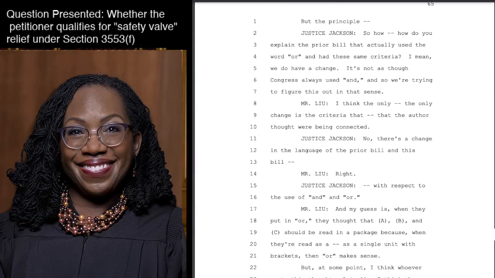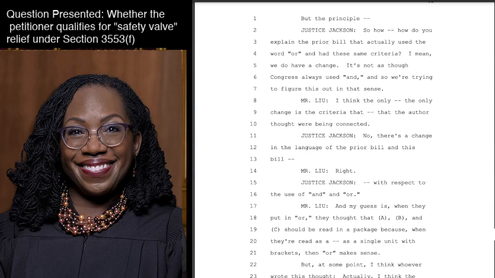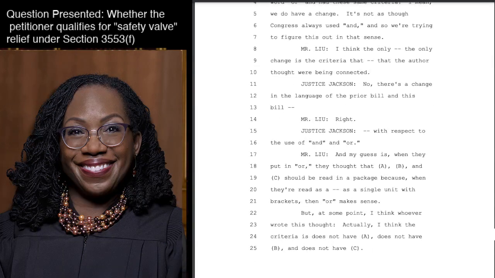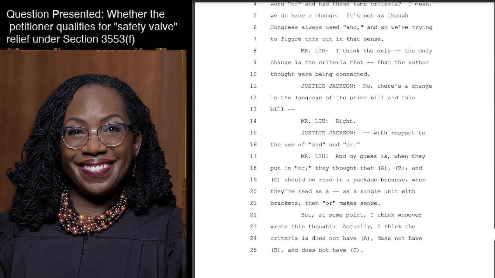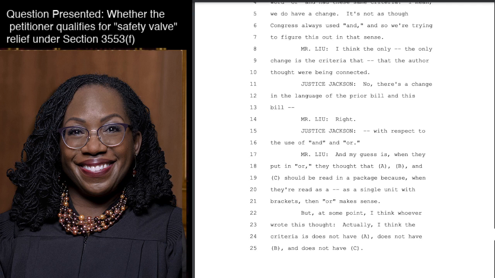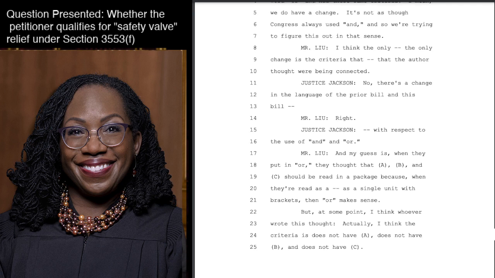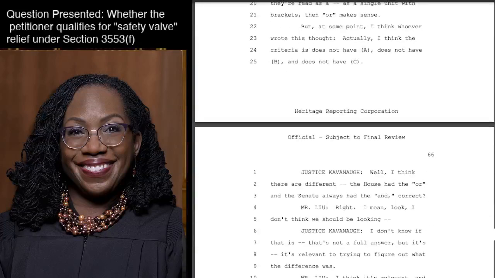But how do you explain the prior bill that actually used the word "or" and had these same criteria? I mean, we do have a change. It's not as though Congress always used "and." I think the only change is the criteria that the author thought were being connected. No, there's a change in the language of the prior bill and this bill with respect to the use of "and." And my guess is when they put in "or," they thought that A, B, and C should be read in a package. Because when they're read as a single unit with brackets, then "or" makes sense. But at some point, I think whoever wrote this thought, actually, the criteria is does not have A, does not have B, and does not have C. I think they were different.